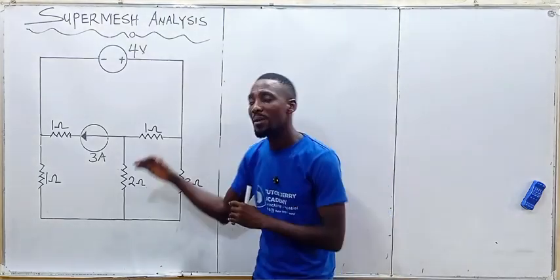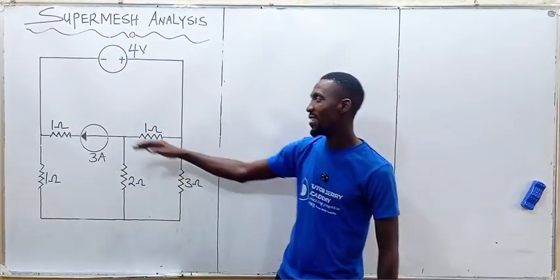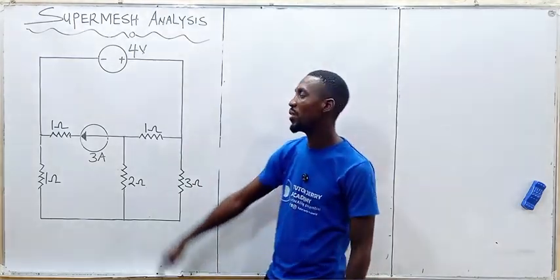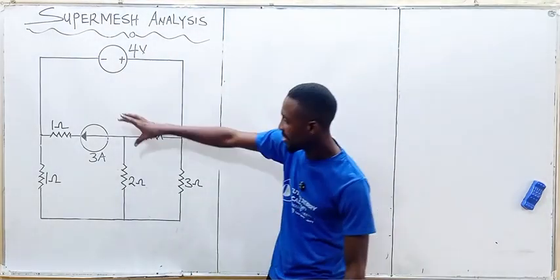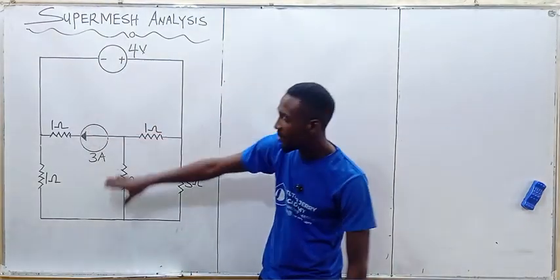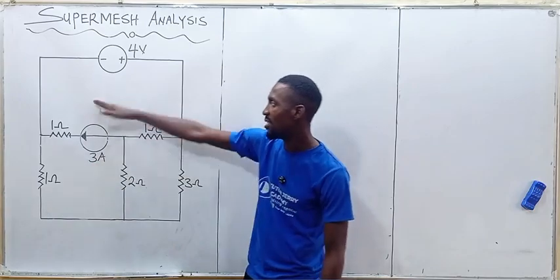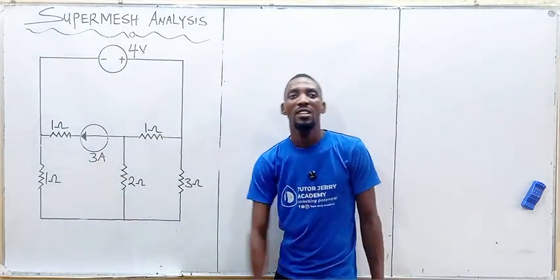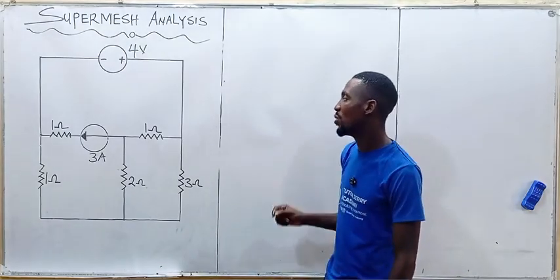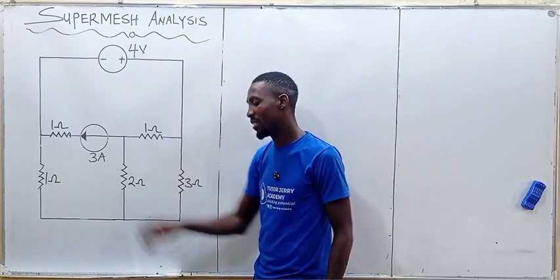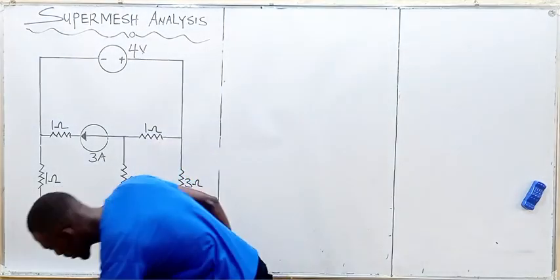Now, Supermesh will always occur whenever there is a source between two meshes, and you can see we have a source of 3 ampere between this mesh and this mesh. So Supermesh is going to occur there. The first thing we are going to do is to assign the mesh currents.